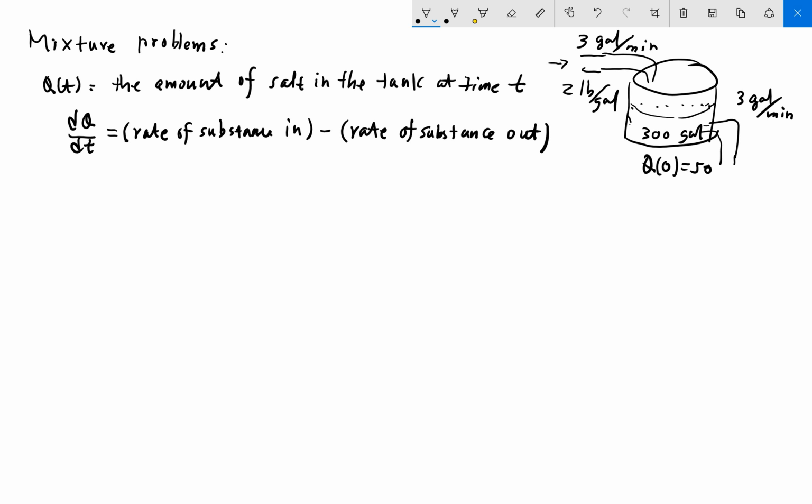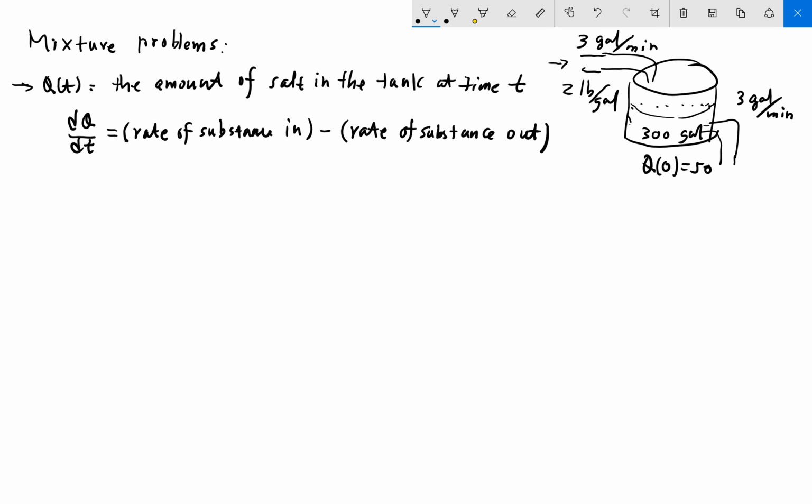Here's the question. We want to know at a given time how many pounds of salt are in the tank. So we use Q to denote such a quantity. Q is the amount of salt in the tank at time t. Obviously, the number of pounds of salt in the tank is a function of t. At a different time, Q will be different. What we're looking for is the relationship of Q and t.